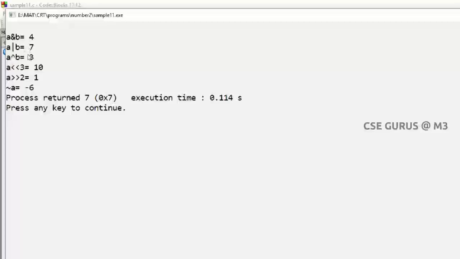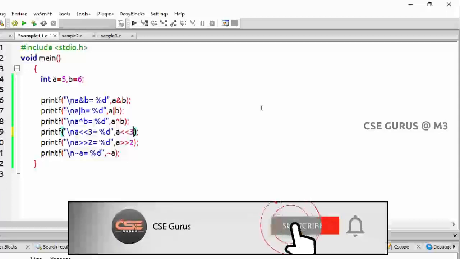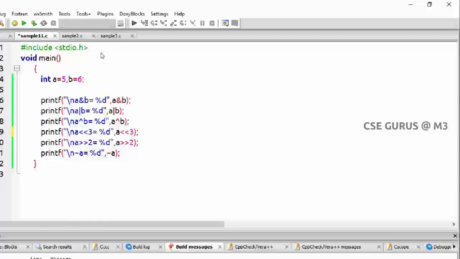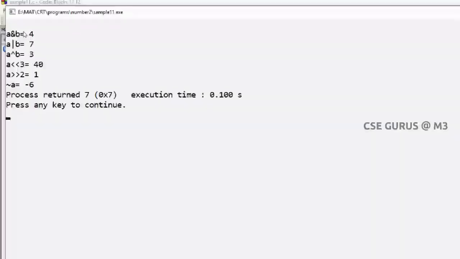And a left shift by 3 times. I told you the formula. A value is 5, right? 5 into 2 power 3. Anyway, here I have given 1, right? Now we'll see this execution. Yes, a and b, which is 4, we got it right. 100 means 4. A or b, which is 7, 111. A XOR b, you can see that also 011, which is 3. A left shift by 3 times, I told you the formula. 5 into 2 power 3, 2 power 3 is 8, 8 into 5, 40. A right shift by 2.